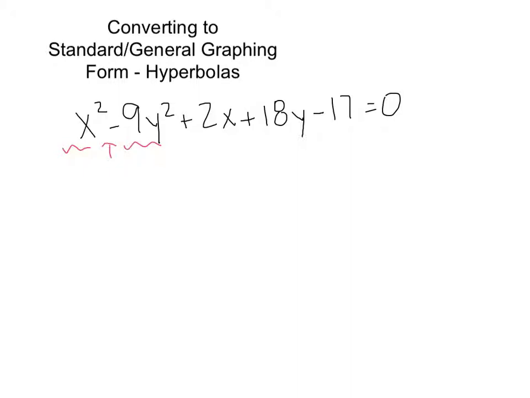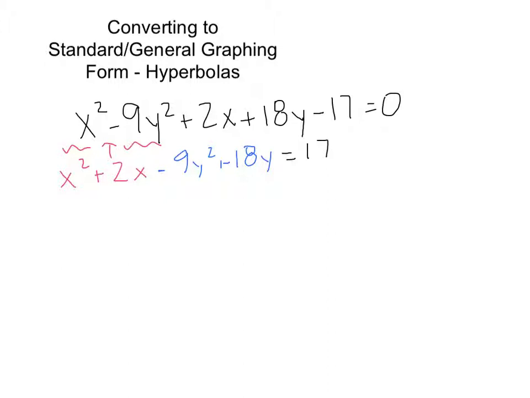Now we have to complete the square, and just like when we completed the square for any other conic section, I'm going to gather my x terms, gather my y terms, and move everything else to the other side. So we get x squared plus 2x. And then for our y's, we're going to have negative 9y squared plus 18y equals 17.